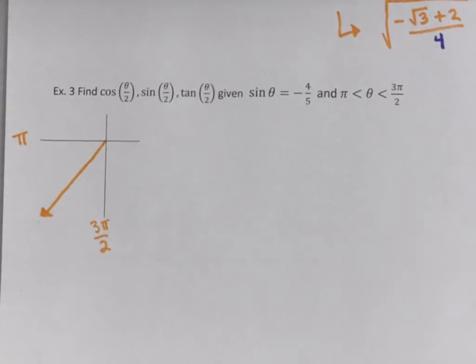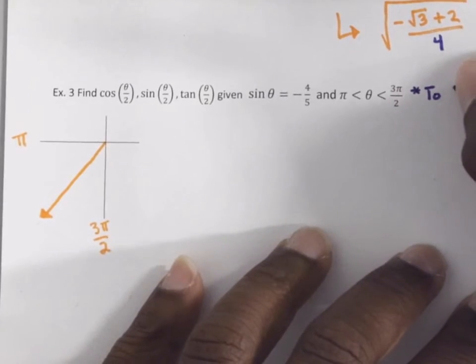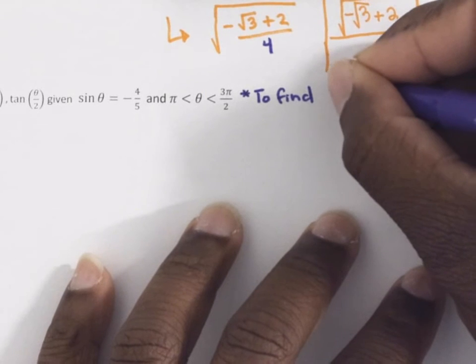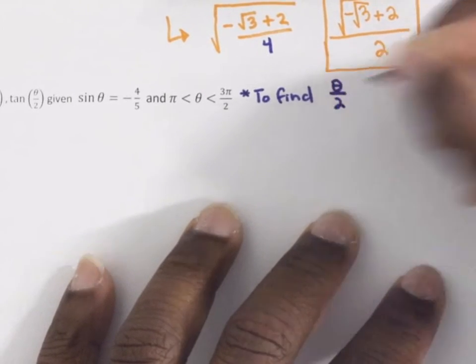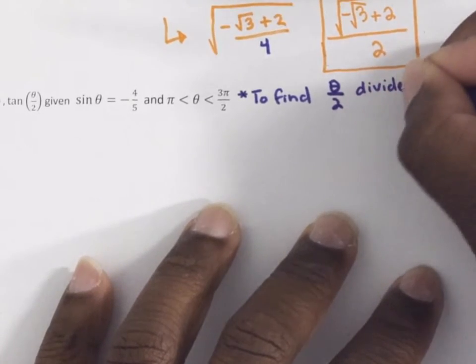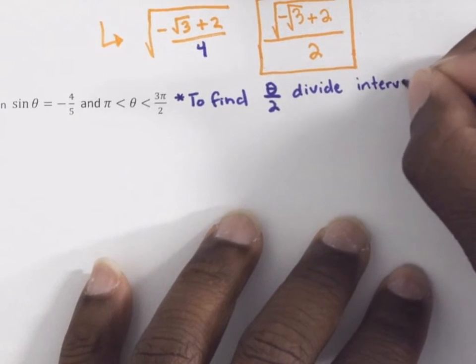The way I figure it out: whenever you're given an interval, divide each end of the interval by 2 because you want half of it. So divide it by 2. I'll even make a little note for myself. Let's say, to find theta over 2, divide the interval. Hold on, I gotta write this down, see if it makes sense. What does that mean, interval?